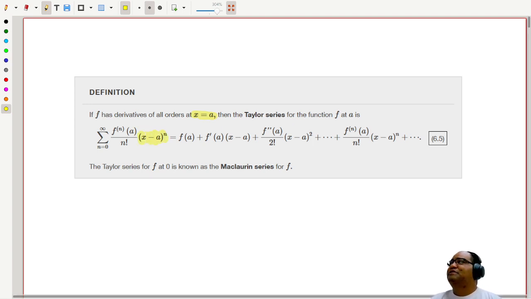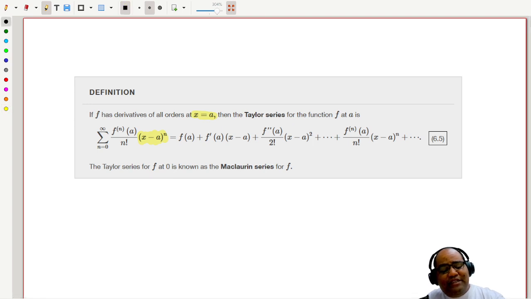And so what does this look like? The constant term is just the function at the point, f of a. Then we have the derivative at a times x minus a. The second derivative at a over 2 factorial gives x minus a squared, and so on. So this is our construction for the Taylor series. And in fact, we can write this in a slightly different way.